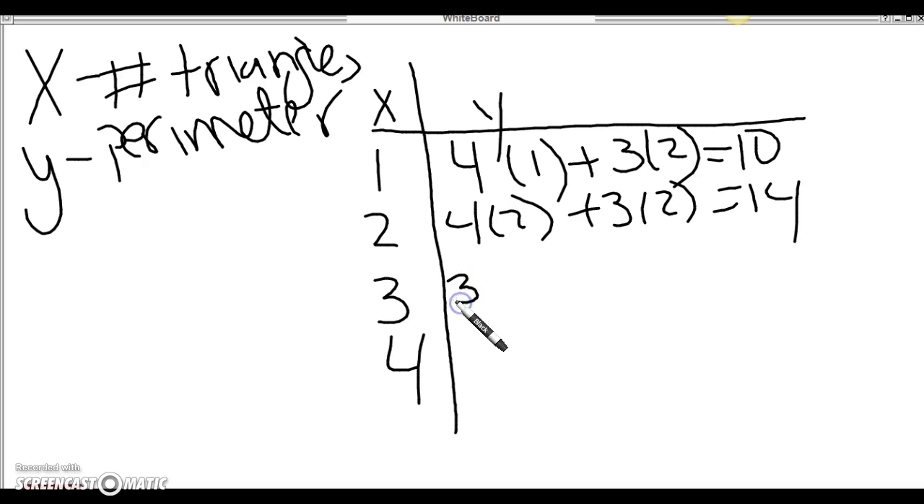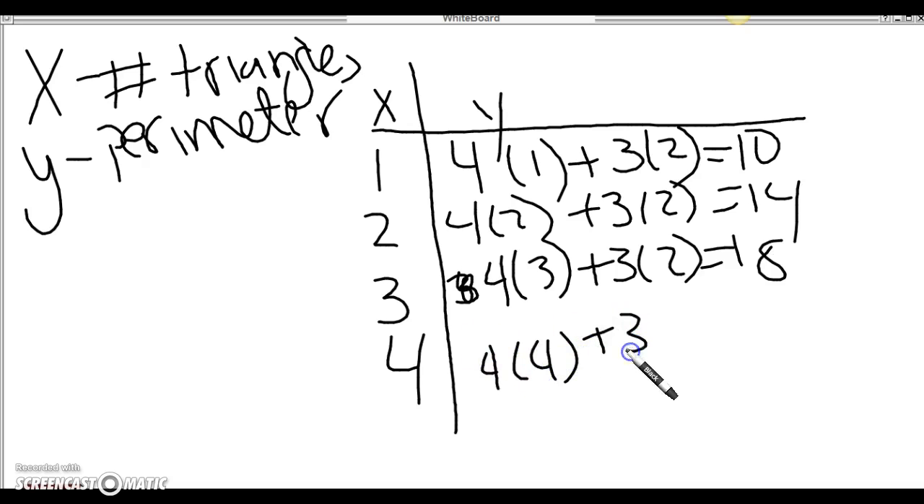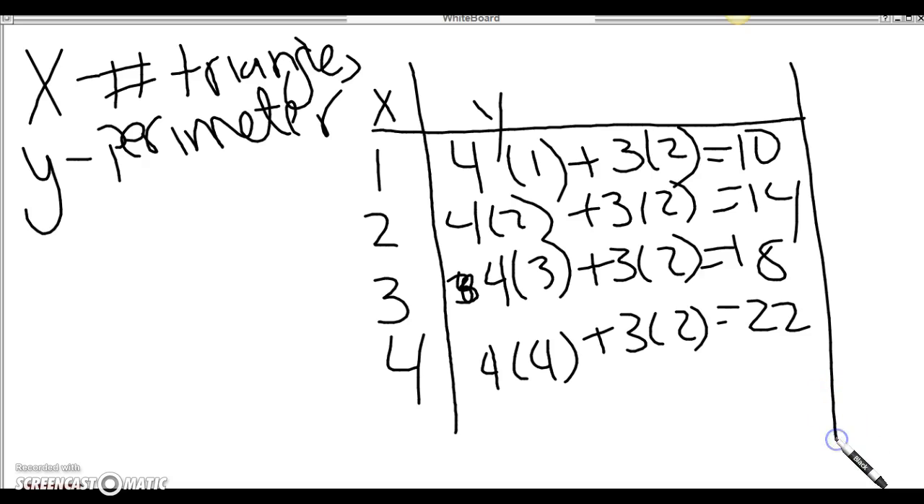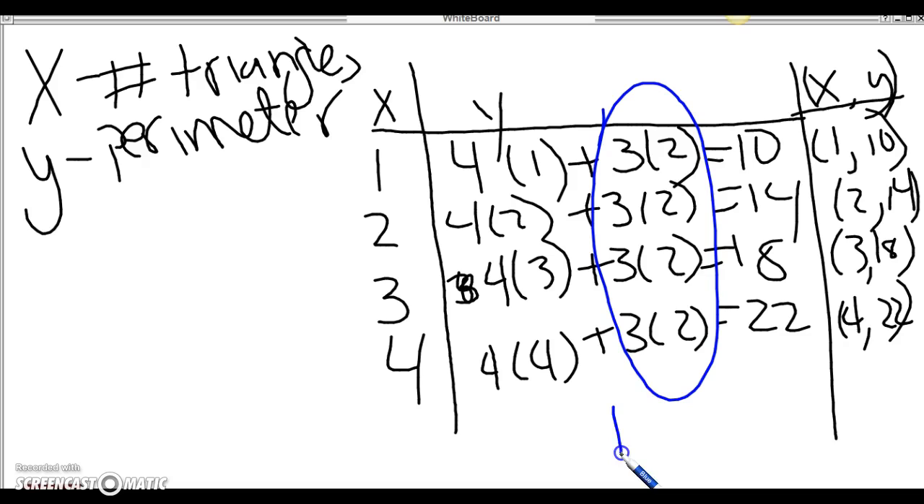For the third one, I had 3 4s and still 2 3s for a total of 18. And for the fourth one, I had 4 4s plus 2 3s, or 2 sides that are equal to 3. I'm sorry for not being exact, for a total of 22. And so my x, y coordinates will look like 1, 10, 2, 14, 3, 18, and 4, 22. I think the equation is pretty easy to see. I can see that each time I have 6, so that is my constant value, right? Or even my y-intercept. We can think of it that way.